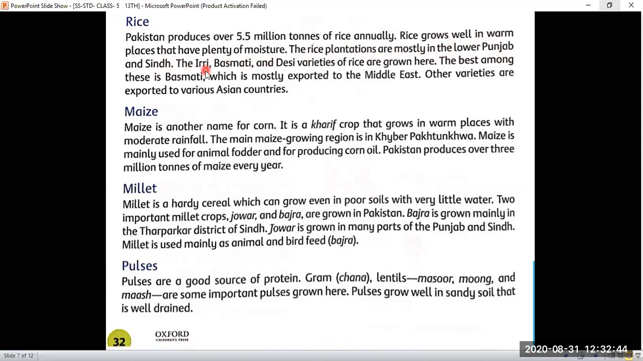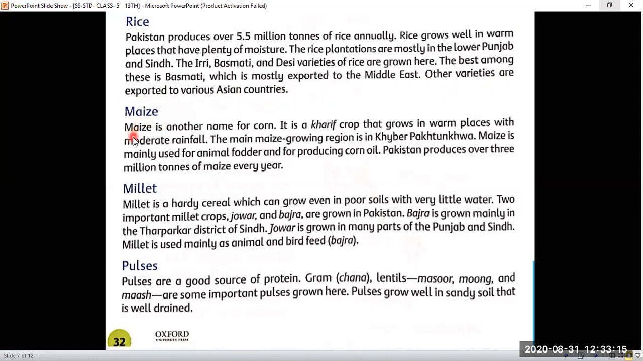The eri is a kind of rice. The eri, basmati, and desi varieties of rice are grown here. The best among these is the basmati, which is mostly exported to the Middle East. Other varieties are exported to various Asian countries.